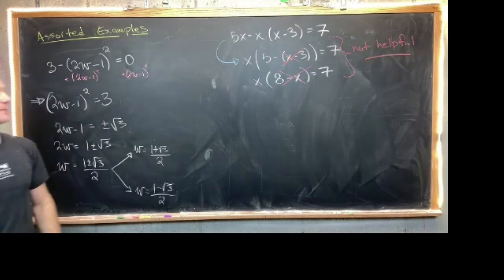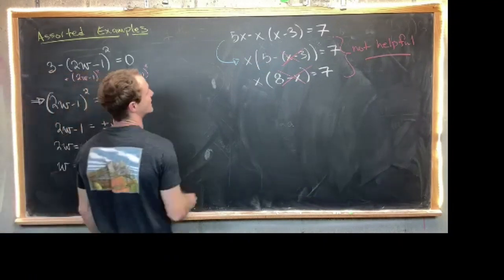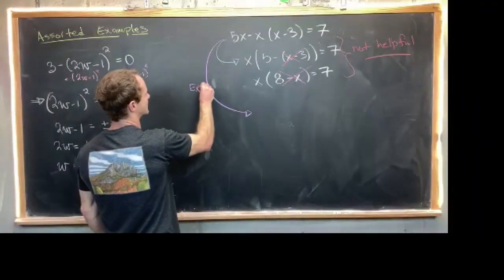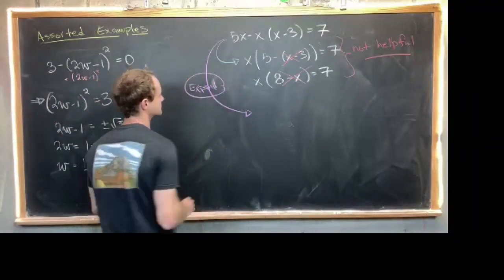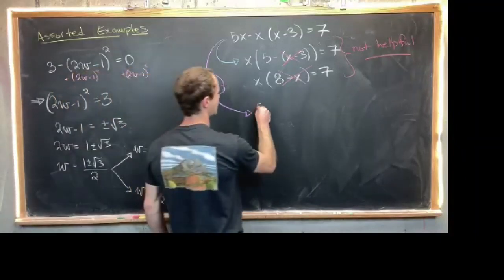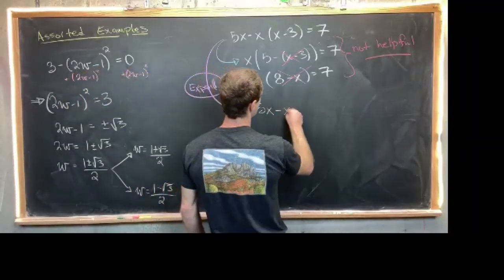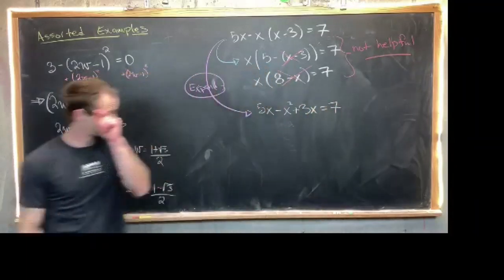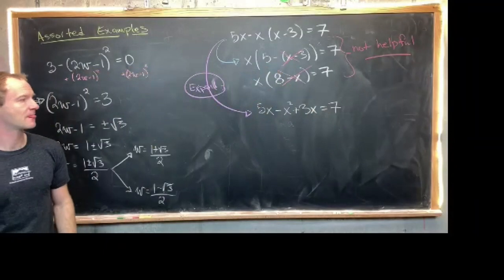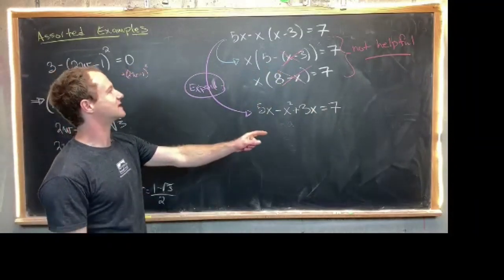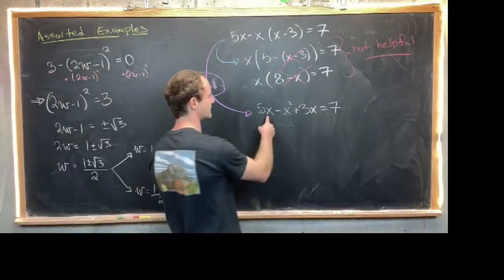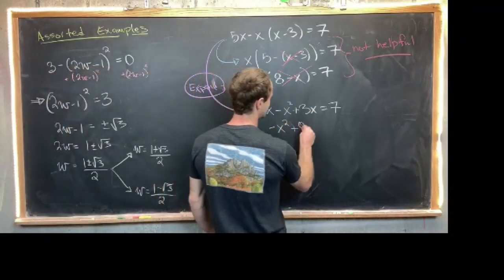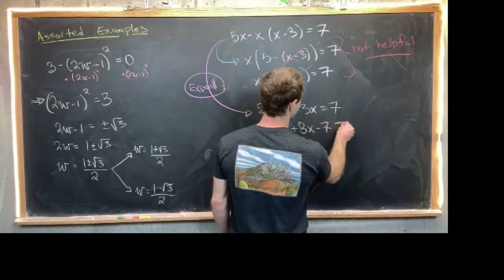So let's expand this out instead and see what we get. Let's see, we're going to get 5x minus x squared plus 3x equals 7. So we get something like that. Then maybe we'll move that 7 over and then combine the 5x and the 3x. So that's going to give us negative x squared plus 8x minus 7 equals 0.